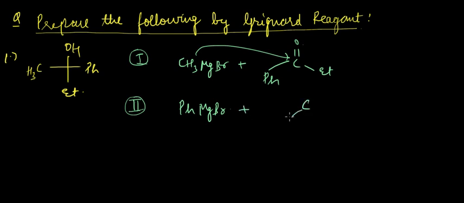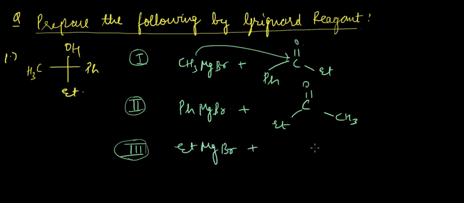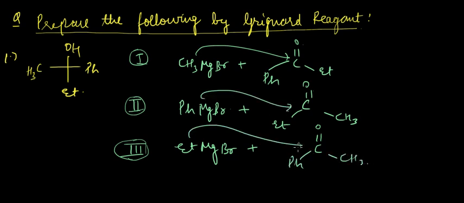If we have something like this, then we can have this as the substrate. And third case, where we can have EtMgBr as the reagent and this as the substrate. So in all the cases we will have the same product. Obviously we will be passing it on with H plus later on to get the same compound.